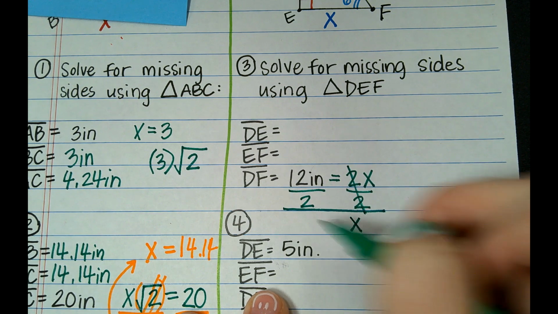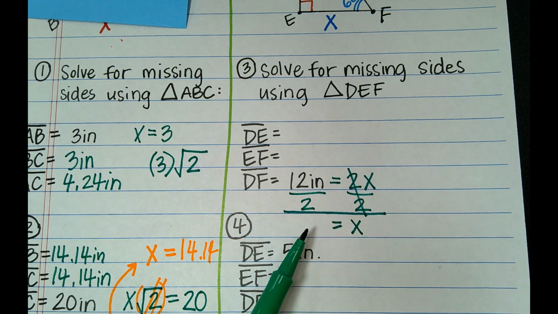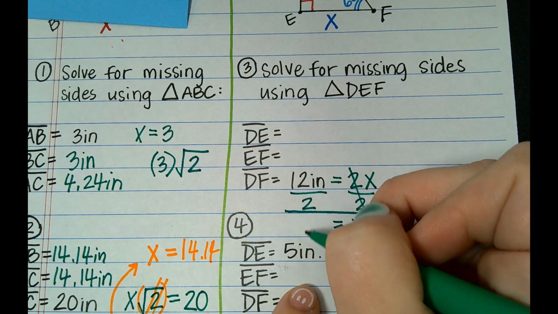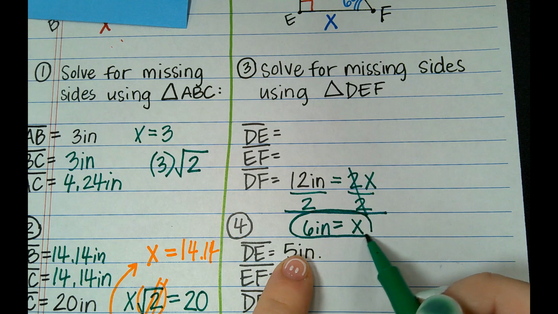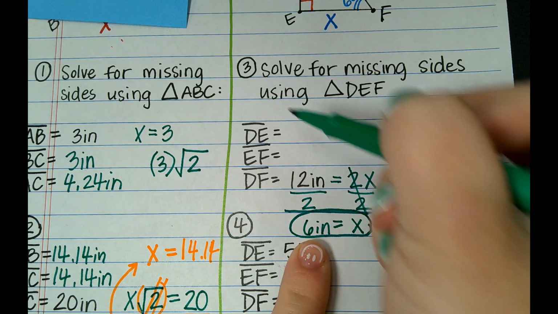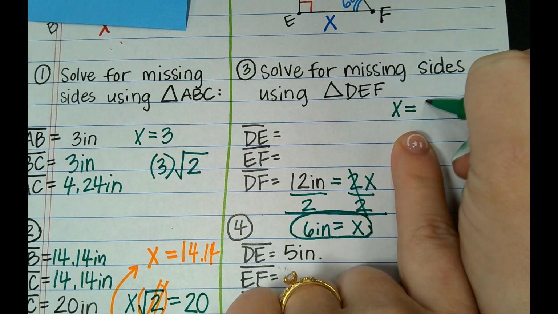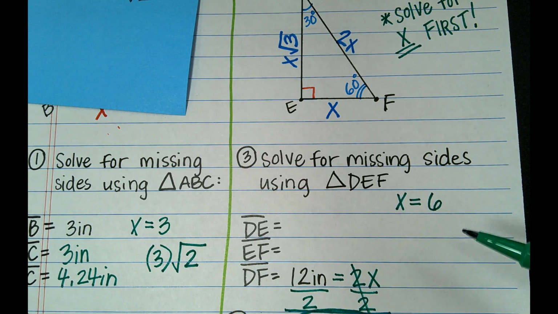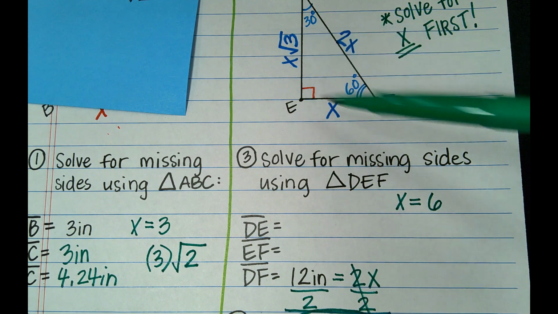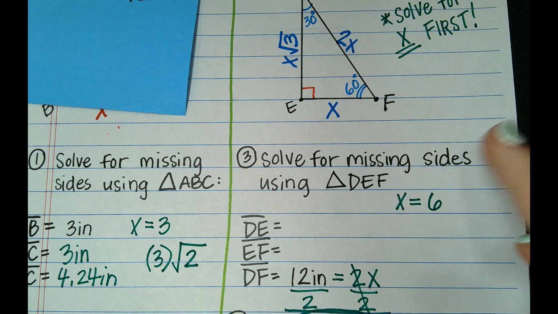So x comes down equals, what's this value? 6. So x equals 6. And we could use this to solve the other sides. So I'm going to write up here just to have it, x equals 6. Now that we have x equals 6, let's look at our picture and see how we can use that to find the length of the other sides.